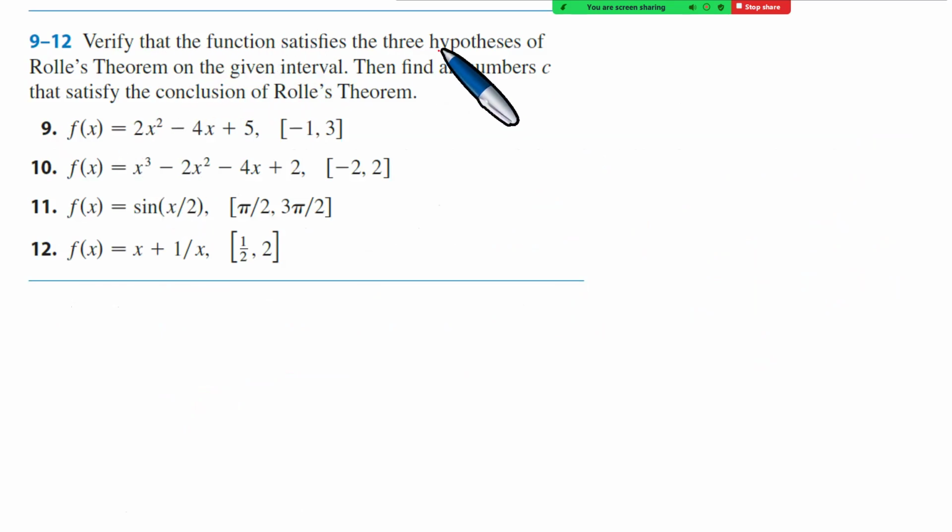Verify that the function satisfies the three hypotheses of Rolle's theorem on the given interval. Then find all numbers C that satisfy the conclusion of Rolle's theorem. Okay, let's look at the first one. We need to verify that this function satisfies the three hypotheses of Rolle's theorem. What is the first one? The first one is that of continuity.